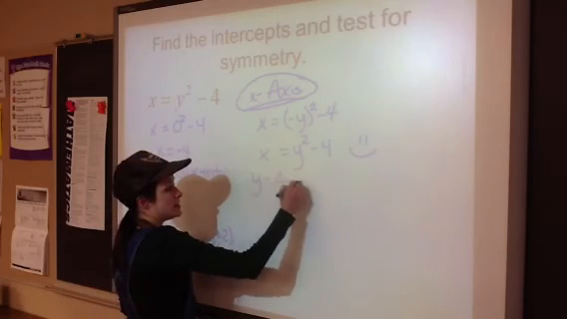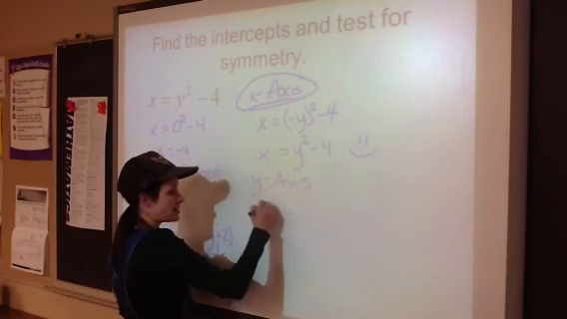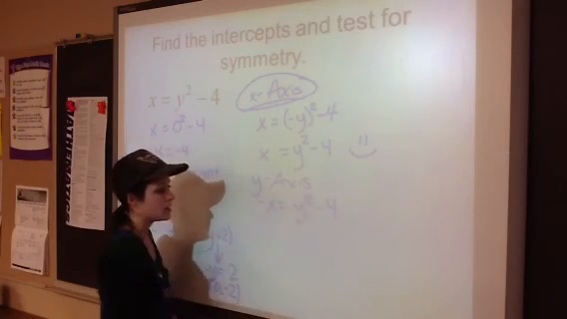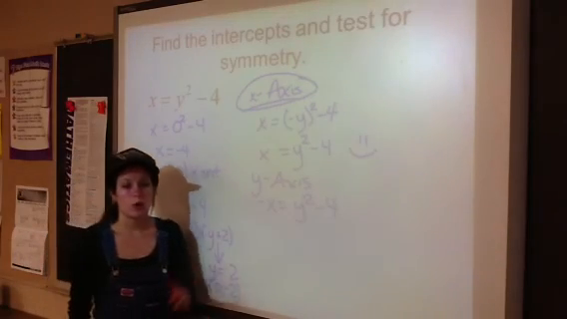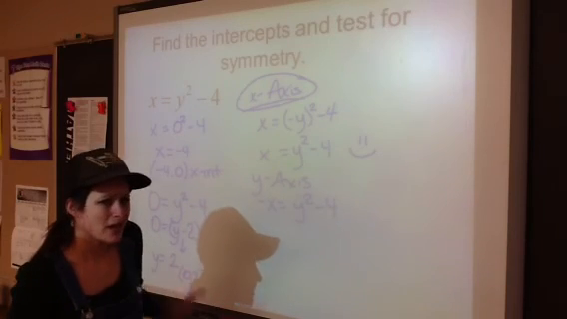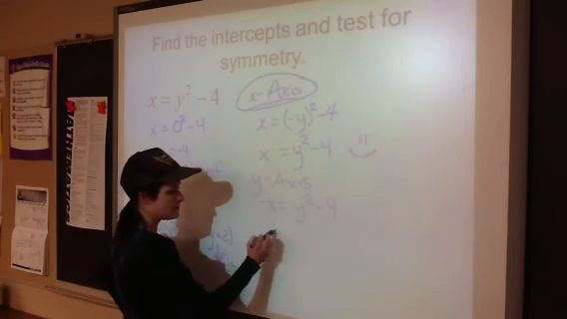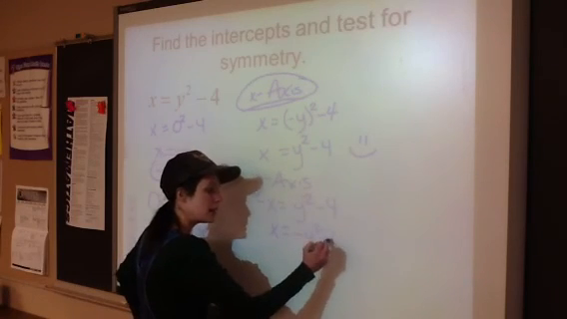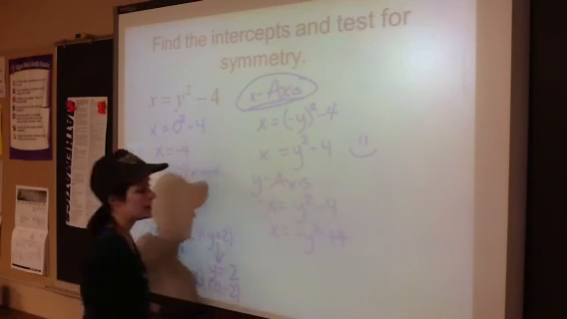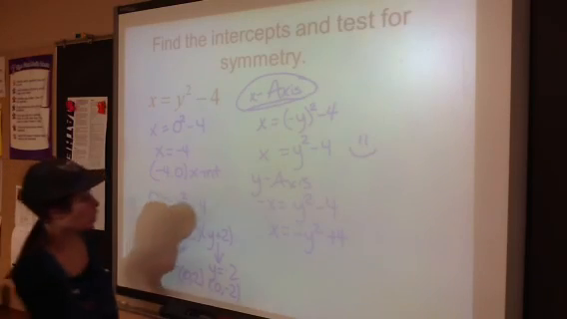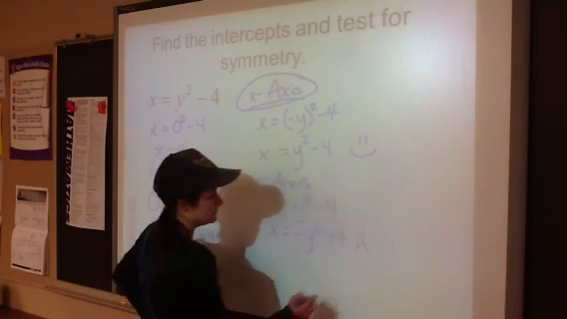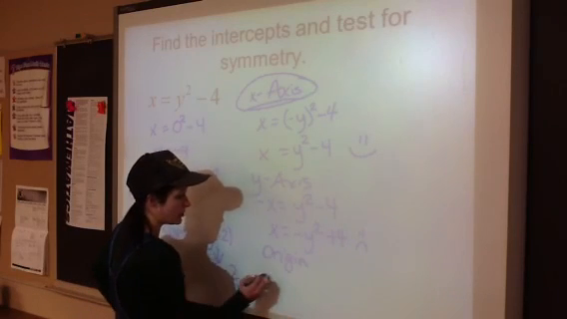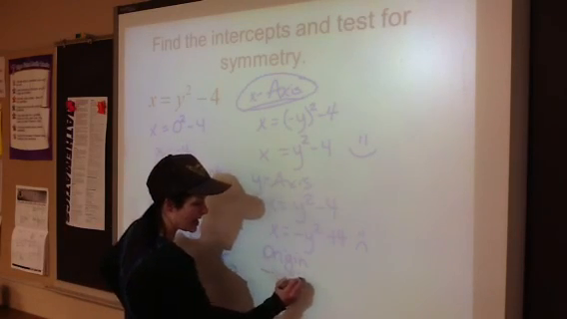For y-axis, you put in negative x. So we have negative x equals y squared minus 4. To simplify, you might try and divide by a negative 1. When we divide by a negative 1, we get x equals negative y squared plus 4. Is that the same? No. So not y-axis. For origin, you plug in negative x and negative y.